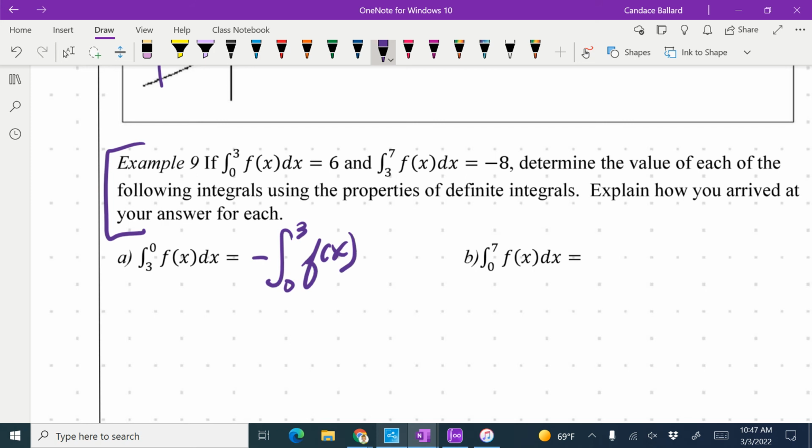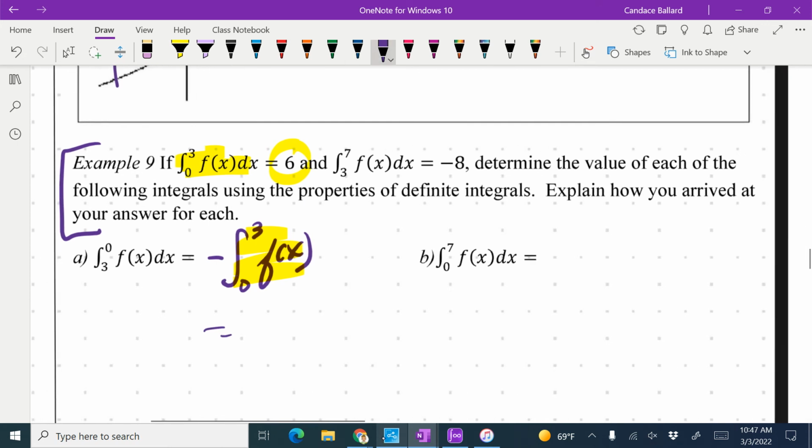Okay. Now that I have it fixed, because it really bothered me, right? What I am looking at is I notice that 0 to 3 of f of x dx is the same as that. And if that's equal to 6, can't I just substitute 6 in for it? So on this one, I'm just going to get negative 6. The negative comes from us doing the flip. Okay.